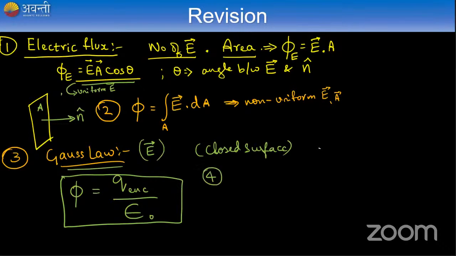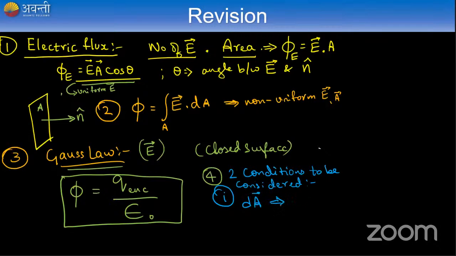We had studied two conditions for application of Gauss's law. What are the two conditions to be considered? The first condition is that I should consider my area vector dA such that my electric field is uniform through it. The second condition was that I should consider my dA such that it has symmetry.